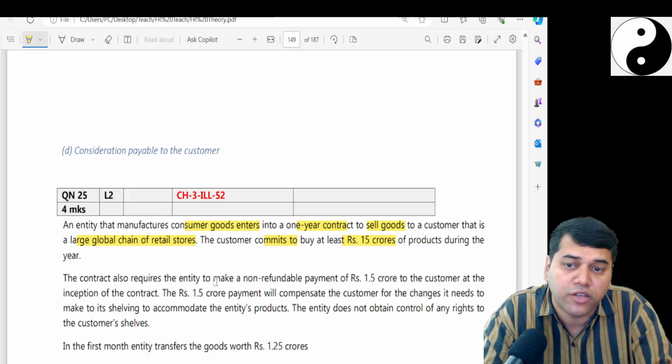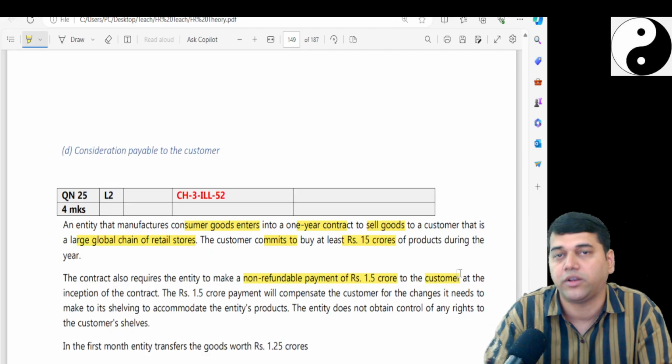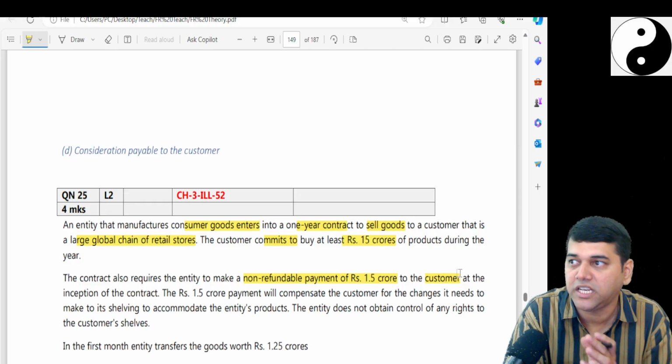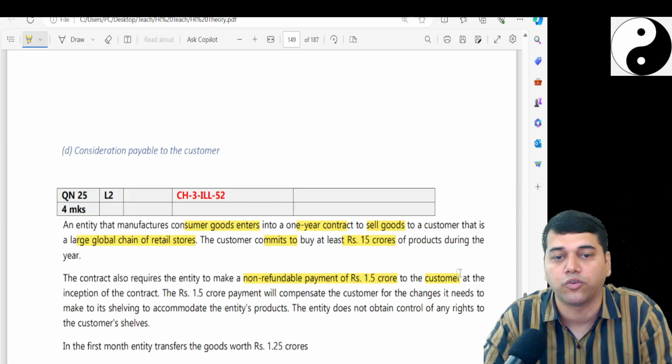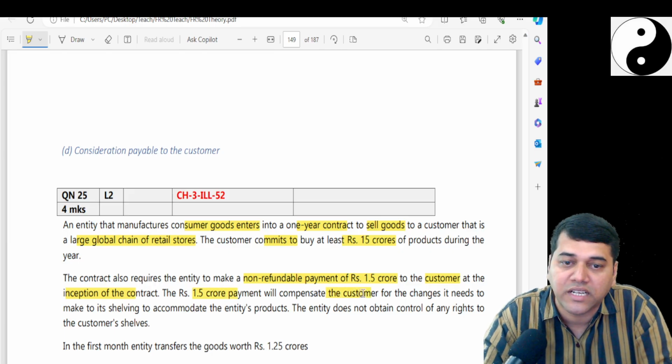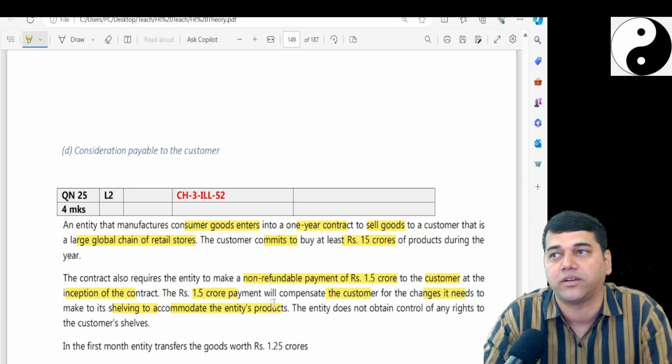The contract also requires the entity to make a non-refundable payment of 1.5 crore to the customer. Alright, the supplier, Patanjali, has to pay Walmart 1.5 crore. What for? At the inception of the contract. And this will compensate the customer for charges it needs to incur to prepare the shelf to accommodate the entity's product.